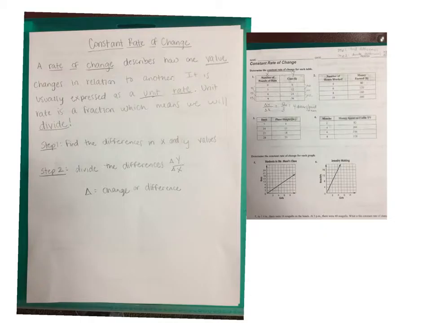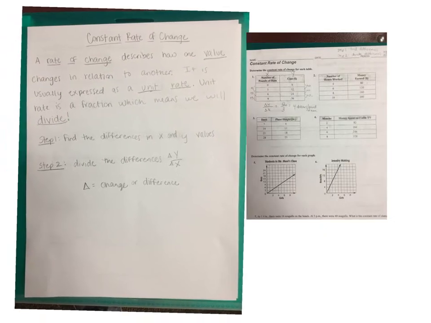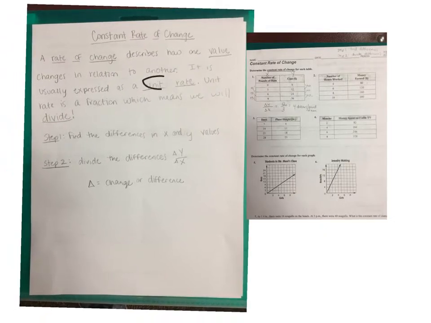It is usually expressed as unit rate, which we have already gone over. Unit rate is a fraction, which means we will divide. So unit rate is whenever we take Y divided by X and we get a certain value. And so that's all it is.